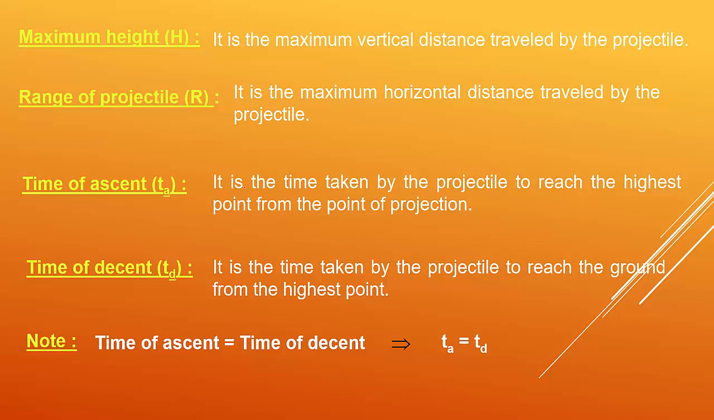Then next term, maximum height. Maximum height is denoted by h. It is the maximum vertical distance travelled by the projectile. For example, let us consider this is the ground or the surface. Here I am going to throw a particle. It is under the effect of gravity. Because of gravitational force, again it will come back to ground.